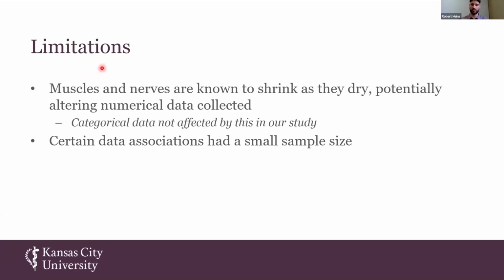And with any study, there are limitations, and especially in cadaveric studies, muscles and nerves are known to shrink as they dry. So this could have possibly altered our numerical data, but we still think the trends that were recorded are valuable. And of course, the categorical data that we collected in the study should not have been affected by that. And for certain data associations we had a small sample size, so future research could, of course, help find different correlations.